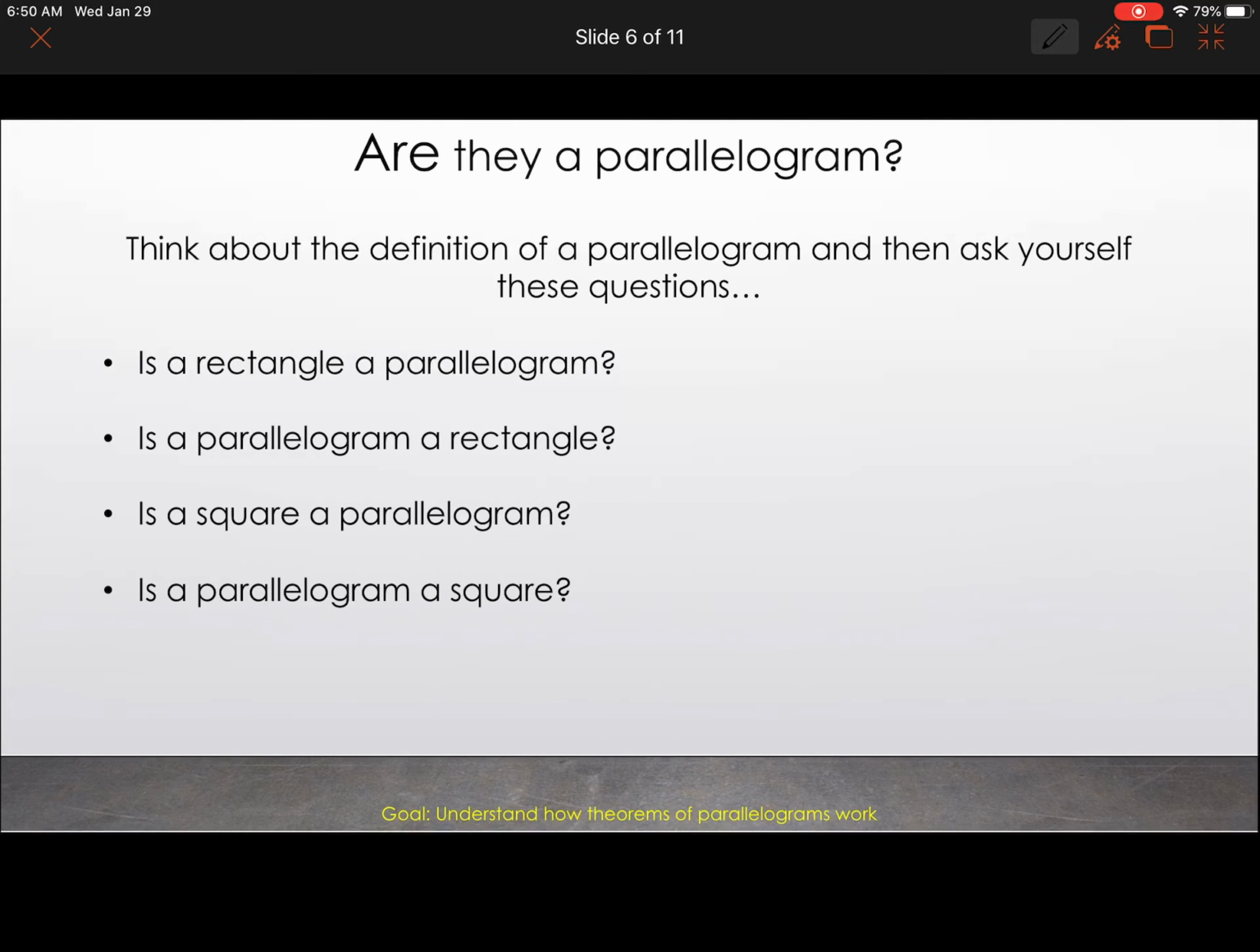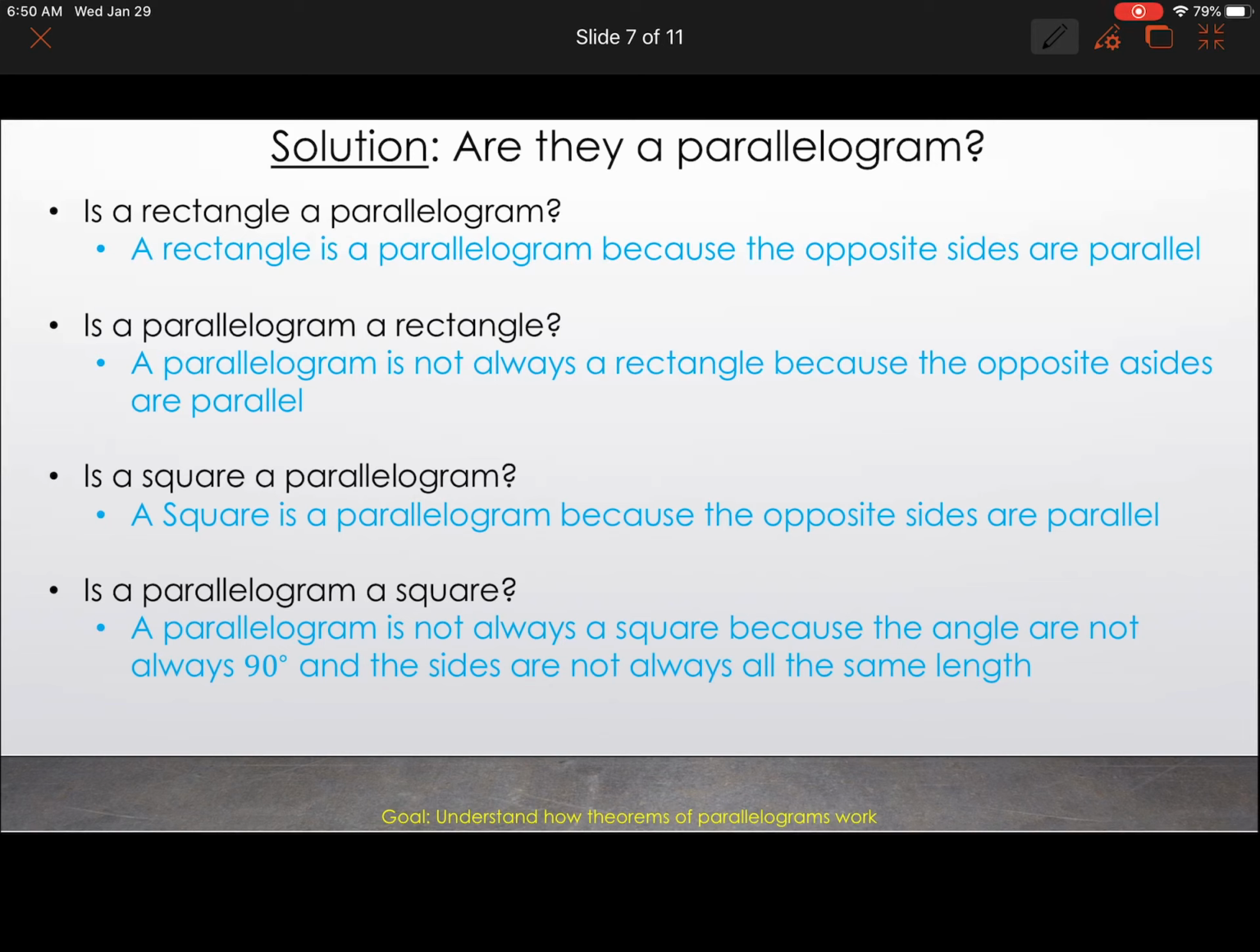Okay, let's look at the answers to this. So the first one, is a rectangle a parallelogram? A rectangle is a parallelogram because the opposite sides are parallel. Is a parallelogram a rectangle? It's not always a rectangle, even though the opposite sides are parallel.